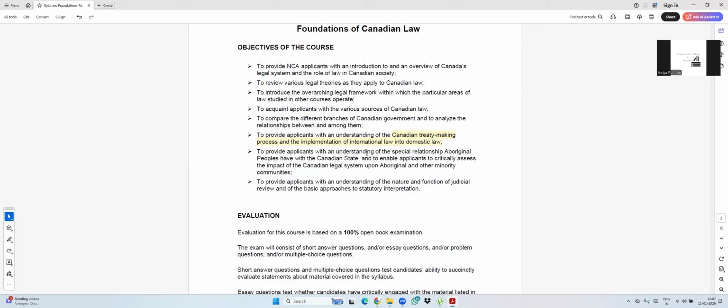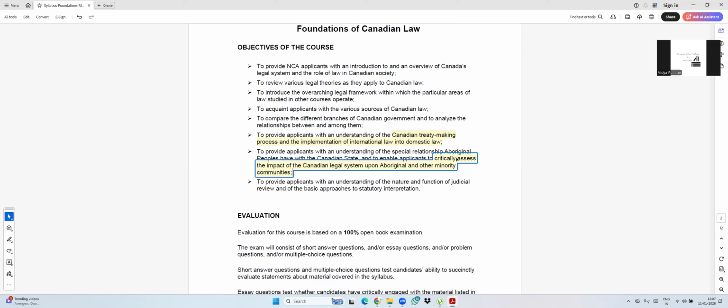Why is it important? We have to understand the special relationship between the Aboriginal people and the Canadian state, and to critically assess the impact of the Canadian legal system upon the Aboriginal and other minority communities. So this part is very important. They want you to critically assess, after understanding who the Aboriginal people are and where they come from. They are the original people of Canada. They were the natives, right?